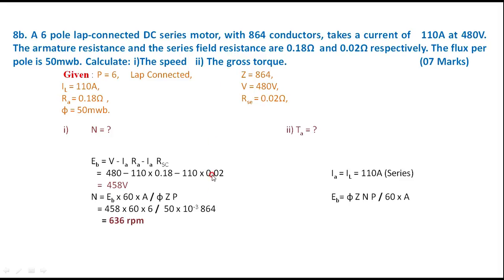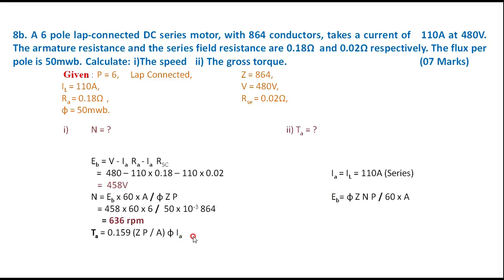How are you finding it out? You have to make use of the formula, that is Ta is equal to 0.159 Z P by A, phi into Ia. Z is given, then P is also given. It is a lap connected, so P is equal to A. Phi is also given, and Ia is also given, that is 110 amperes.